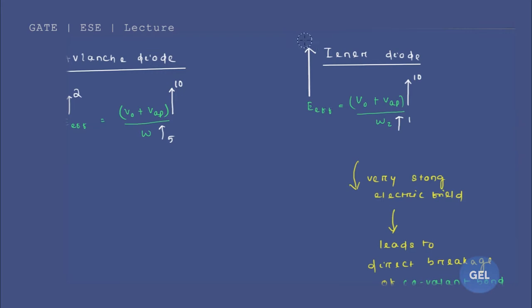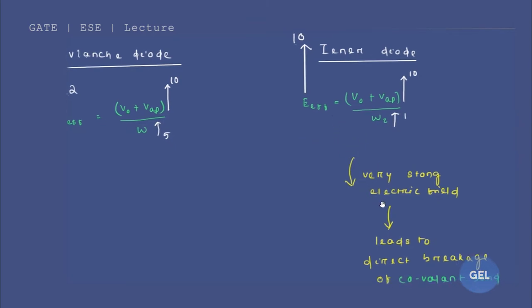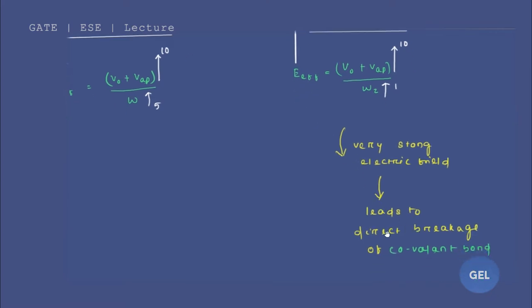Now by making this effective electric field 10 units, can you imagine it? Where the effective electric field was 2 here, it became 10 units. So that means what? A very strong electric field is there in the case of a Zener diode. Now listen to this, it is a very important point. This very strong electric field will be there in a Zener diode than in an avalanche diode. Now this very strong electric field becomes responsible for direct breakage of covalent bond.